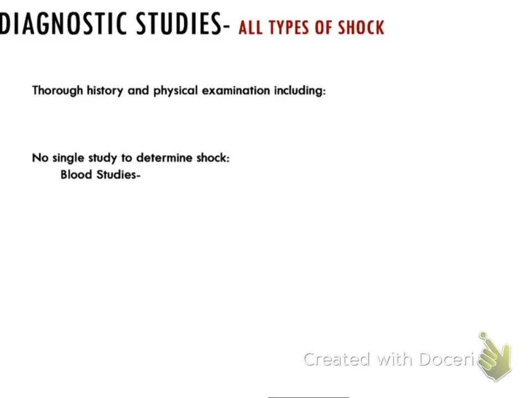We're going to look at the ABGs, ECGs, chest x-rays. Anytime you have a patient that is in shock, they're going to be in the ICU, right? And they're going to have some sort of arterial line that we're going to be using for the hemodynamic monitoring.